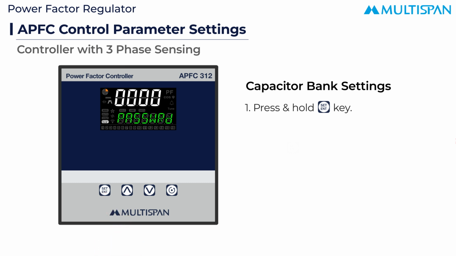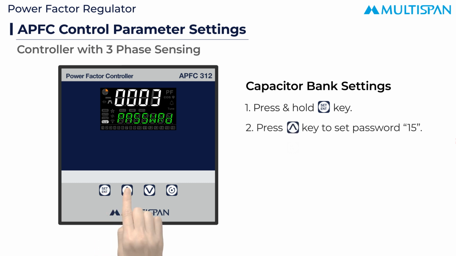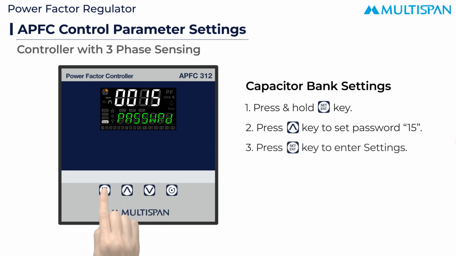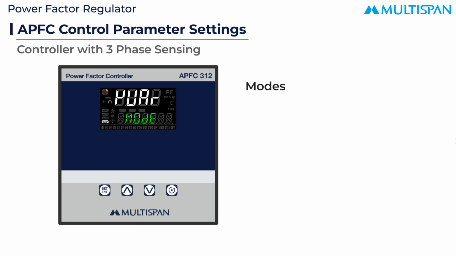The display will prompt for a password, which is 15. Set the password to 15, then press set. The display will now show 3 modes.